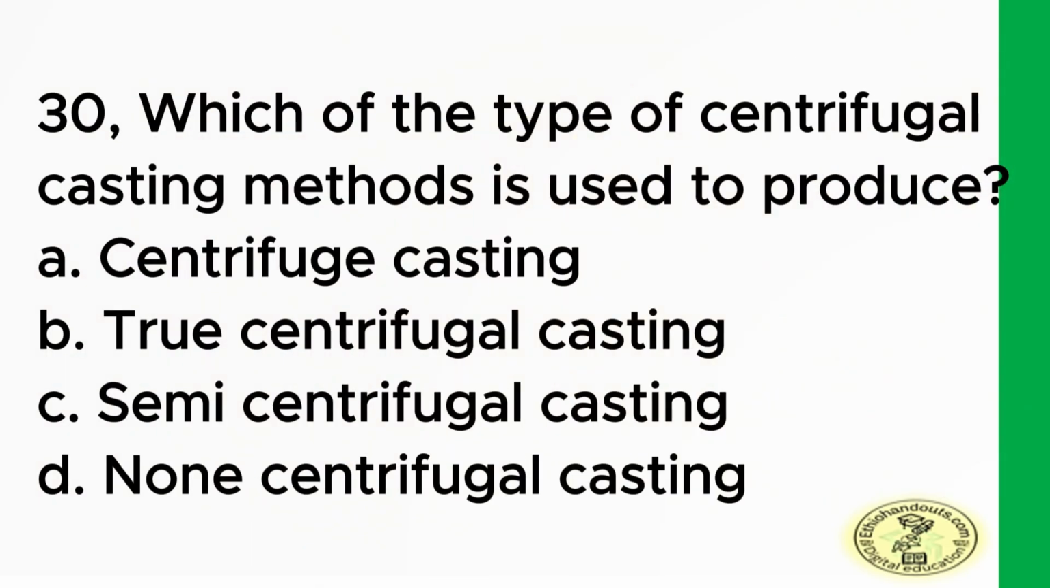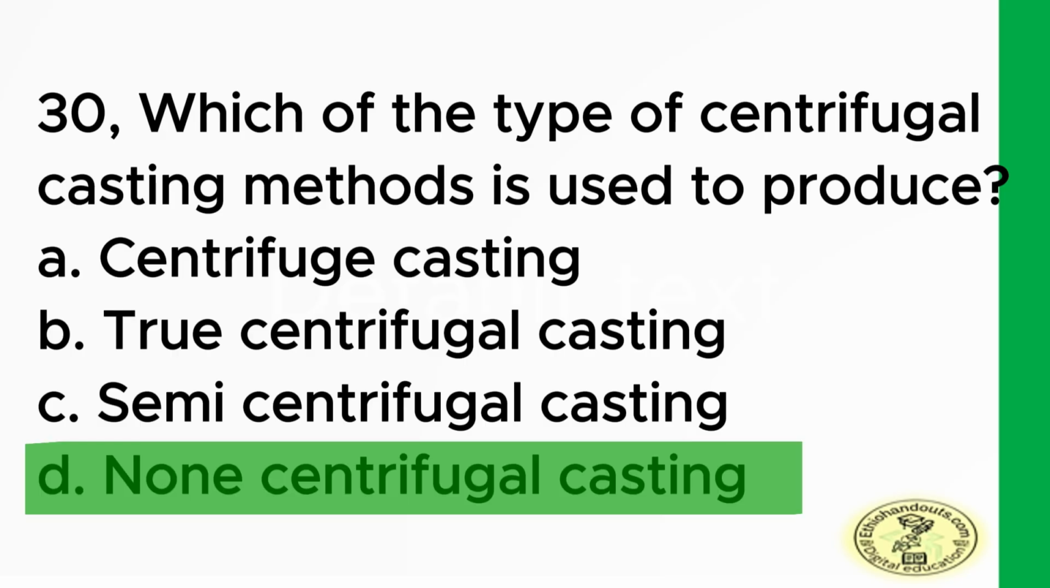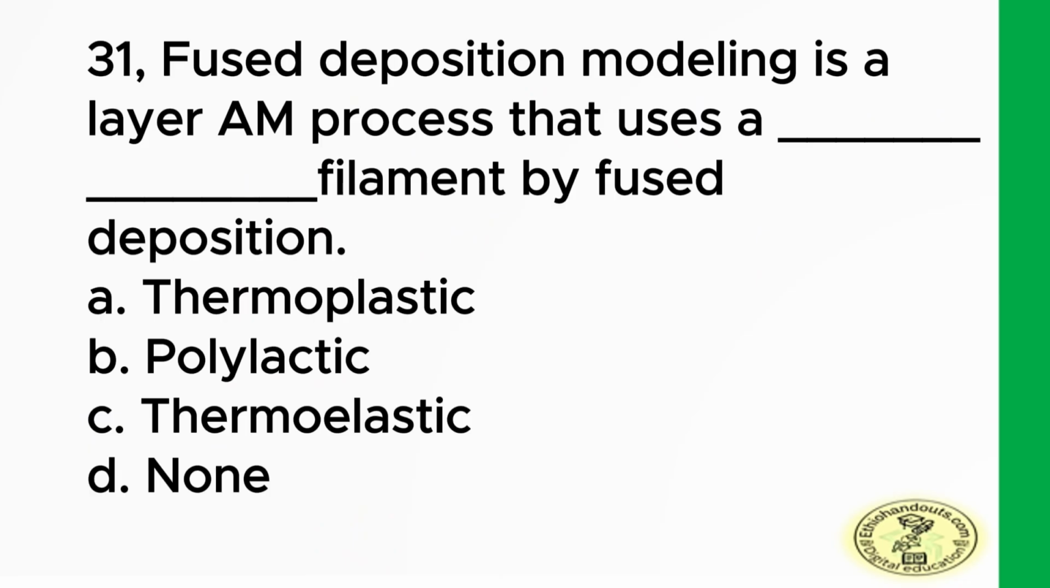Which of the type of centrifugal casting methods is used to produce A. Centrifuge casting, B. True centrifugal casting, C. Semi-centrifugal casting, D. Non-centrifugal casting. The correct answer is D. Non-centrifugal casting. 31. Fused deposition modeling is a layer AM process that uses a dash filament by fused deposition.